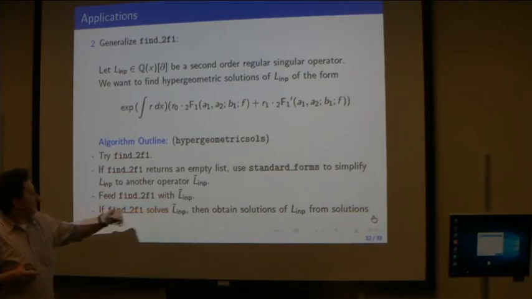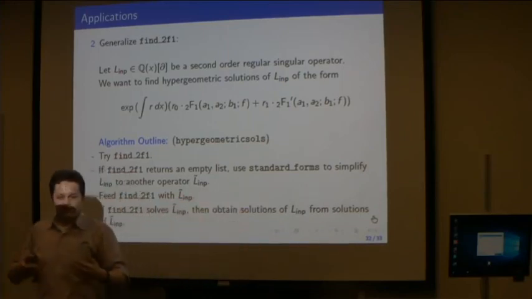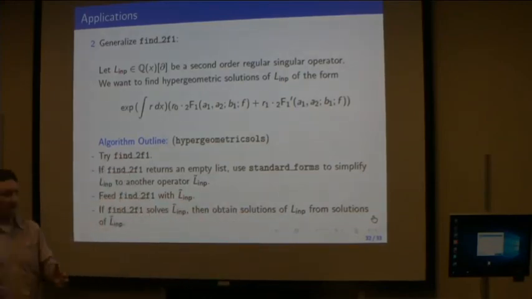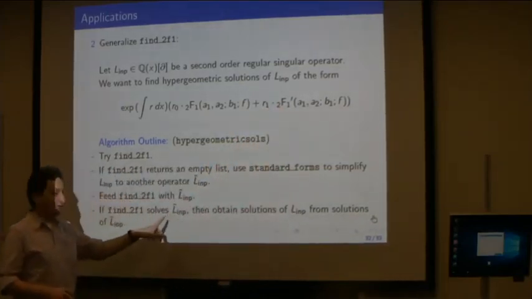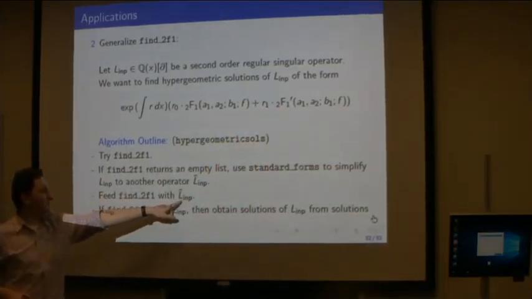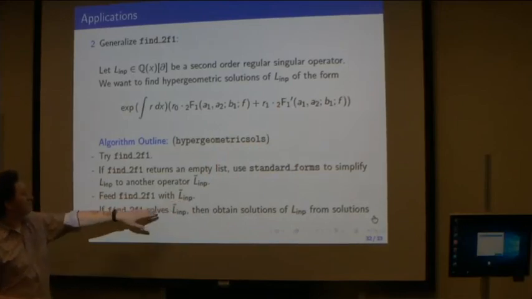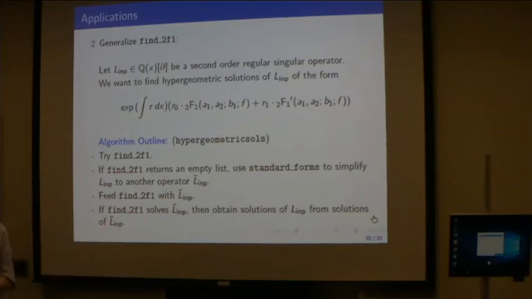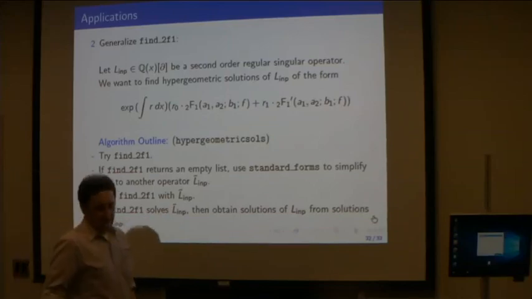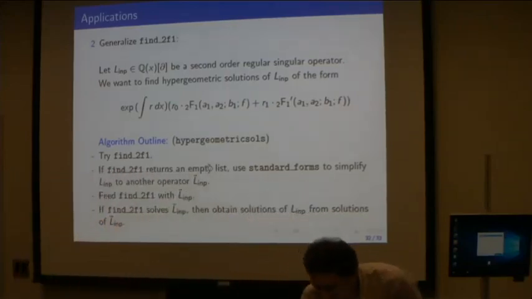So this standard forms algorithm finds gauge transformations to simplify L, so it makes this 0. Then we compute the solutions of the simplified version, and we form the solutions of the input from the solutions of this operator here. Okay, so now I have two examples.